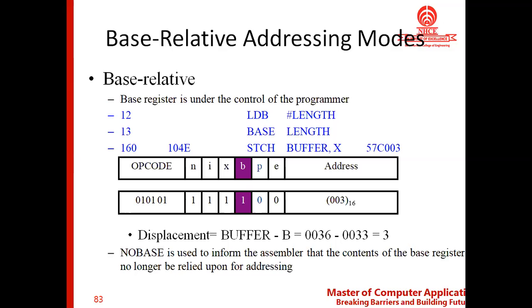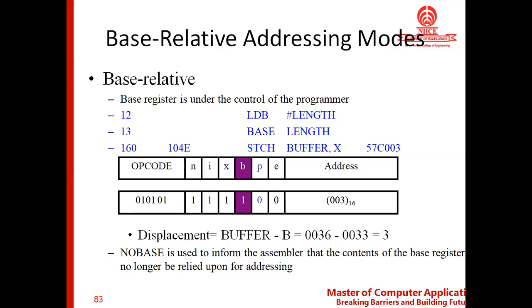So in the displacement field, we have the value 003. When you form it, the first 4 bits form 5, the second 4 bits form 7, the third 4 bits form C. Then we have 003. This is the way the object code is derived for base relative addressing.